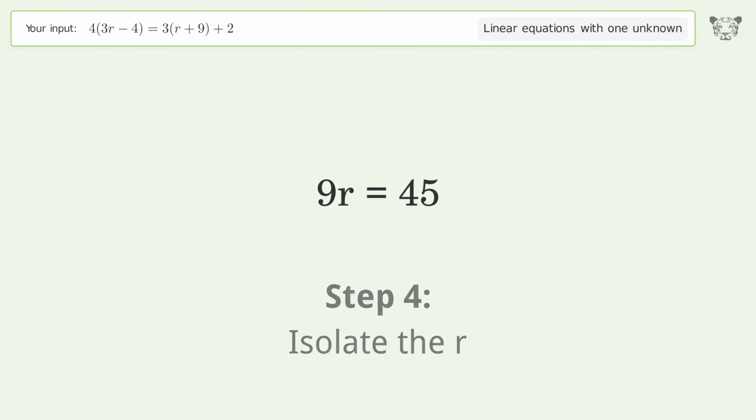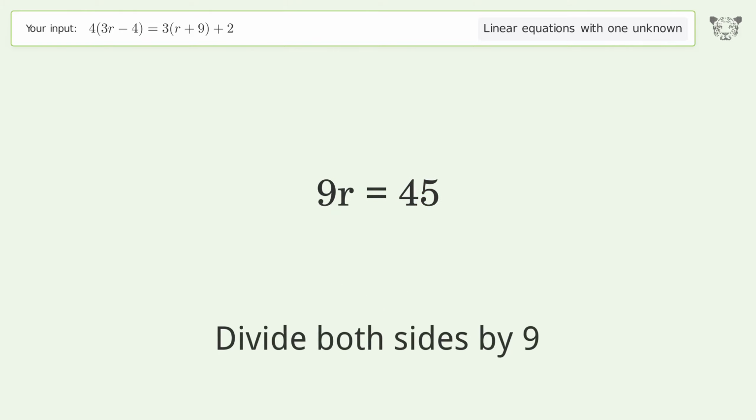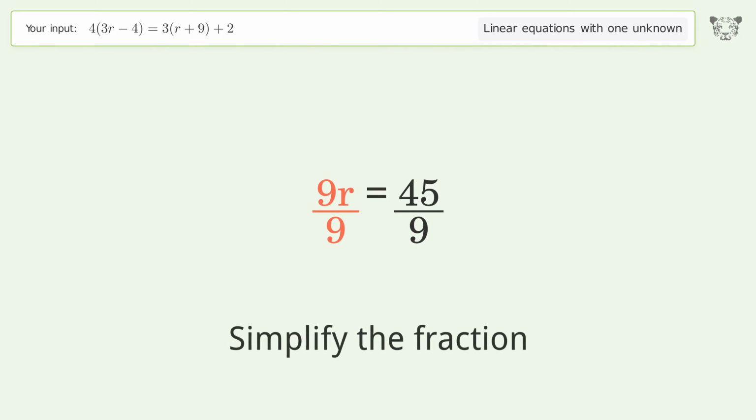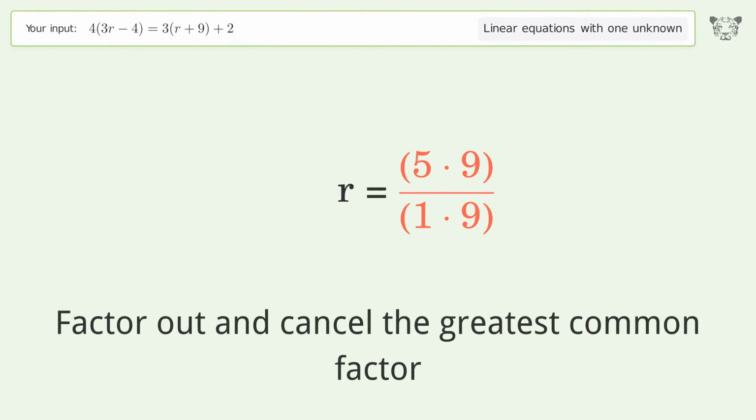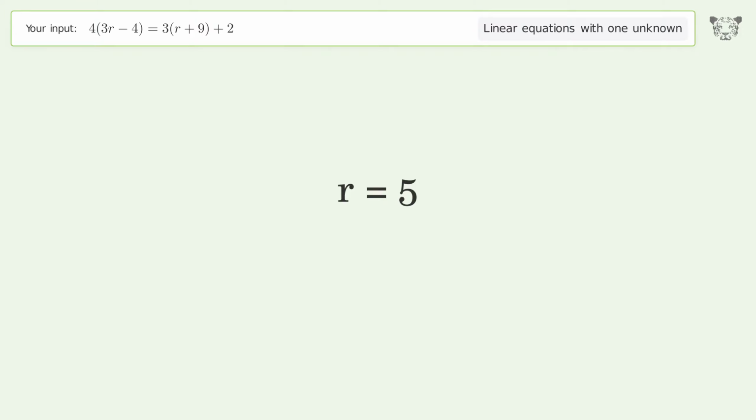Isolate the r. Divide both sides by 9. Simplify the fraction. Find the greatest common factor of the numerator and denominator. Factor out and cancel the greatest common factor. And so the final result is r equals 5.